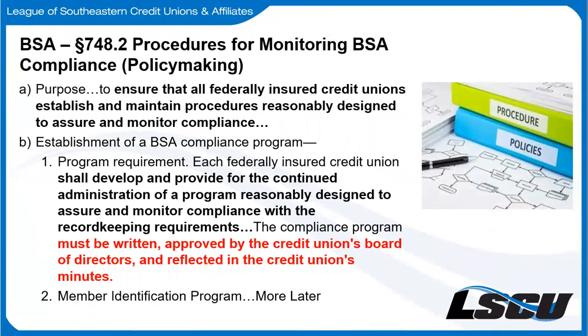Next, looking at Regulation 748.2 for our required minimums when it comes to policy making for our credit union under BSA. Your bare minimum you will see in the red text here, which states that your credit union's BSA compliance program must be written down, which would be the form of a policy. That policy then approved by the credit union's board, and then BSA activity always reflected in the credit union's minutes. The second piece of that is our member identification program, which we will get to as we continue on.